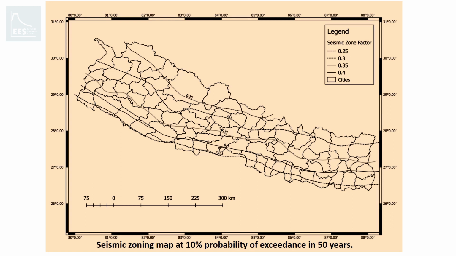And this is the zoning map of Nepal shown in the current version, which is based on the 475 years return period. We've only simplified it a little bit so that it is easier to interpret for structural engineers.